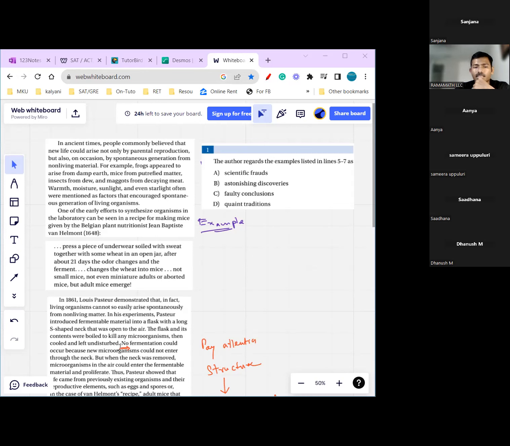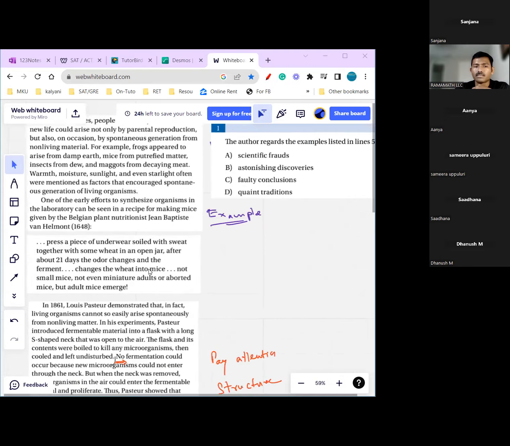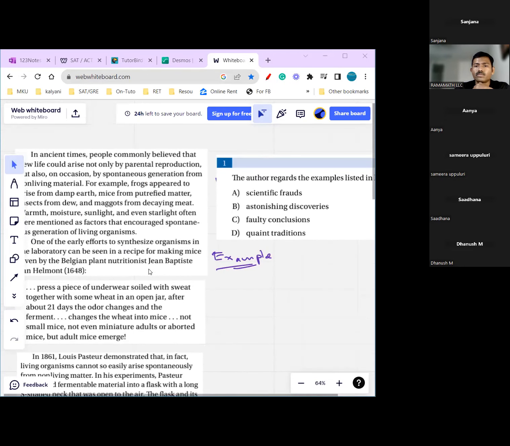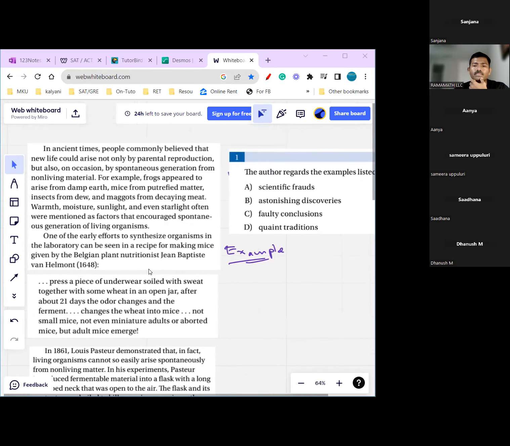Now, if I look at it, the author records the example listed in lines 5 to 7. If I look at it carefully, I'll make it a little bigger too. So the examples: the frogs coming out from the damp of the earth, mice from petrified matter, insects from dew, and maggots from decaying meat. So all these, the author indicates, are things that people commonly believed in ancient times, right?